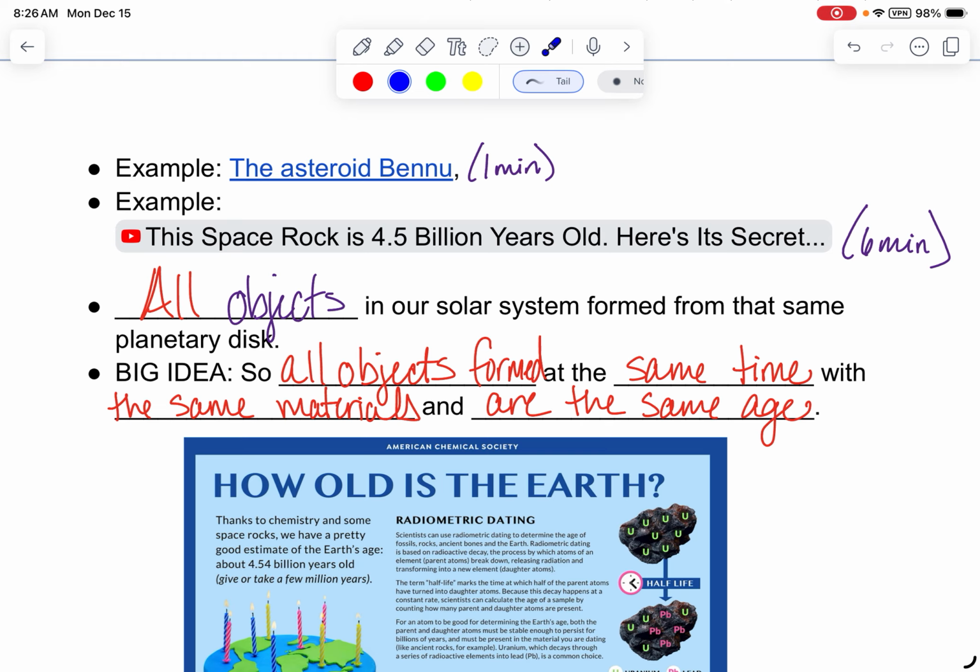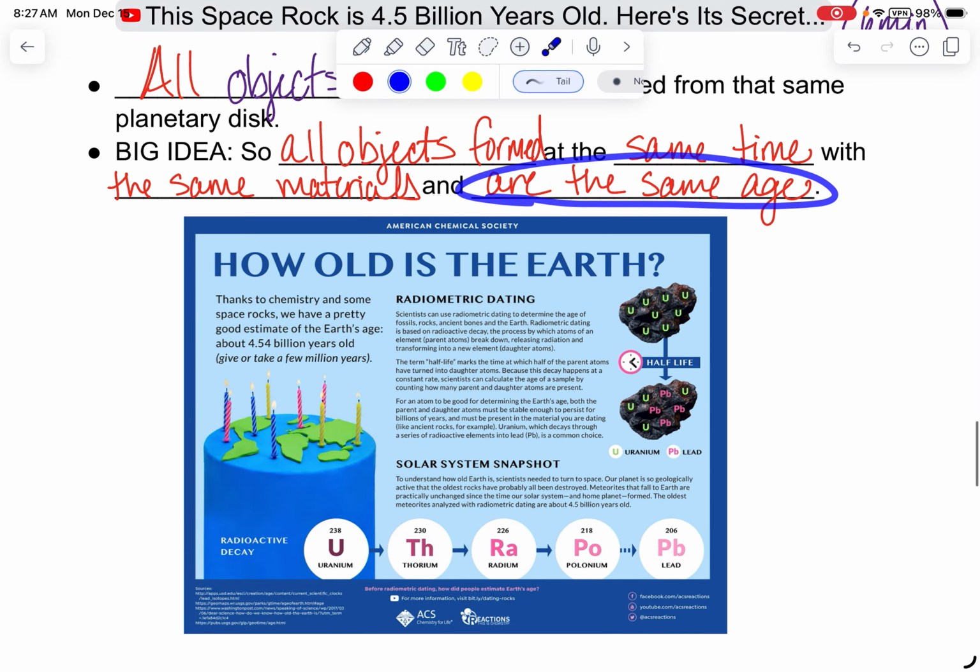And then this video shows some of that same example. It's not the same rock as Bennu. It's different. But this one is a 6-minute video, and I'll link that as well. The big idea, though, is that all objects in our solar system formed from that same planetary disk. And so they all formed at approximately the same time with the same materials, and they are the same age. So when we look at Earth's age, we can tell by radiometric dating, and because we know they all formed at the same time, we can use that information to tell that Earth is 4.5 billion years old.